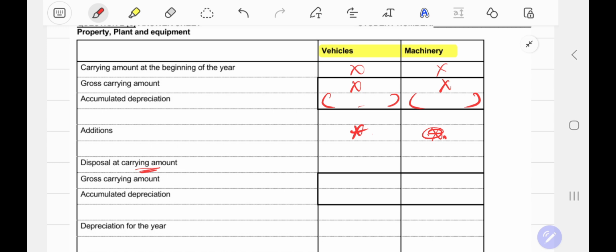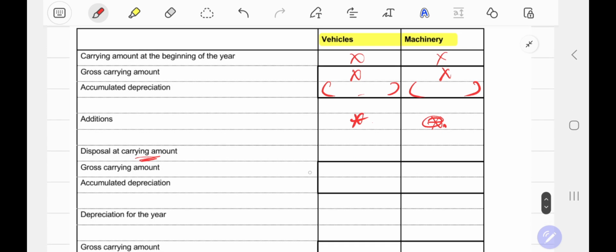So if you sold an asset during the year, you are going to take the cost of that asset and minus the accumulated depreciation of the asset that you are selling. And then that will give you the disposals at carrying value, right? You take the cost and minus the accumulated depreciation of the asset that you are selling. That's going to give you the carrying value of the asset.